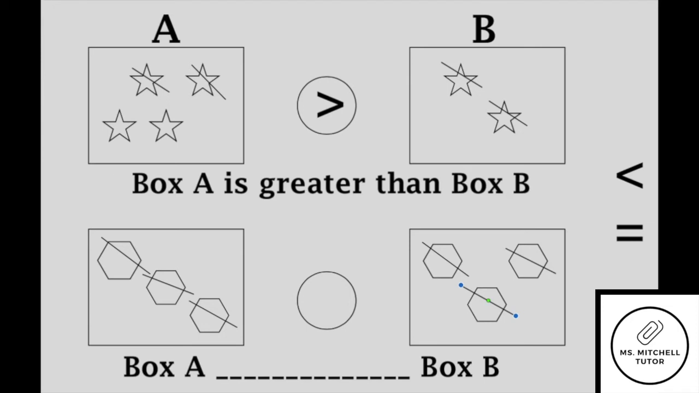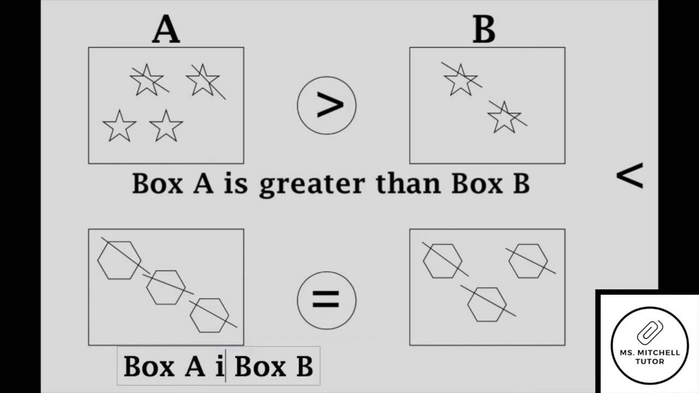I will now use the equal sign to show that these two have the same amount. There. Now I will write my word sentence. Box A is equal to box B.